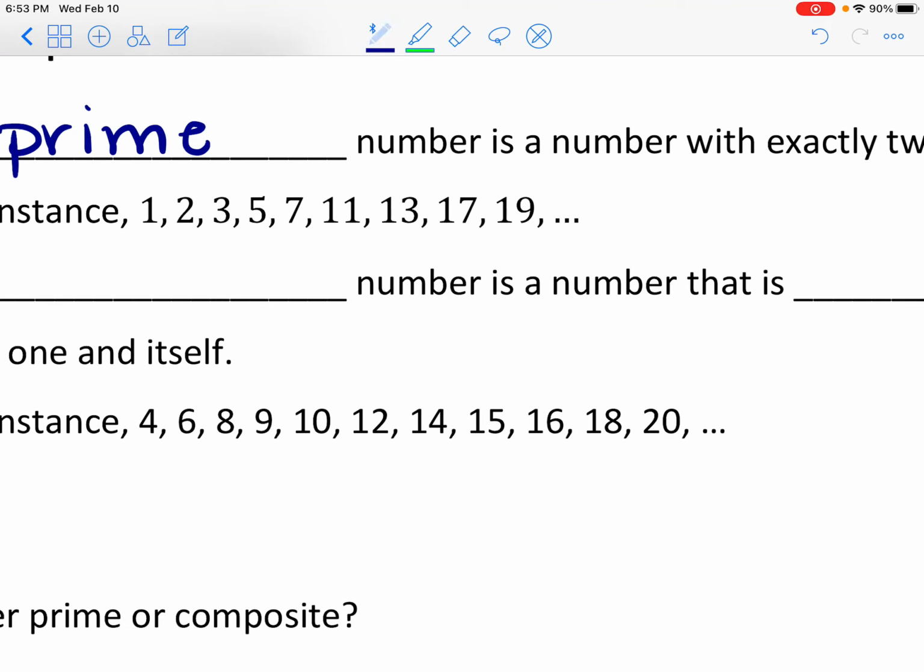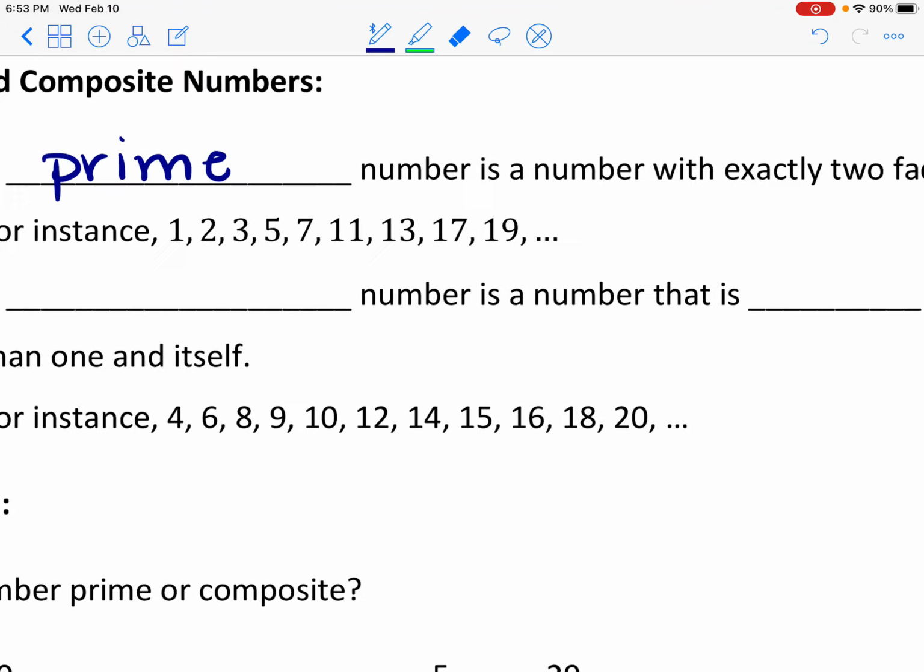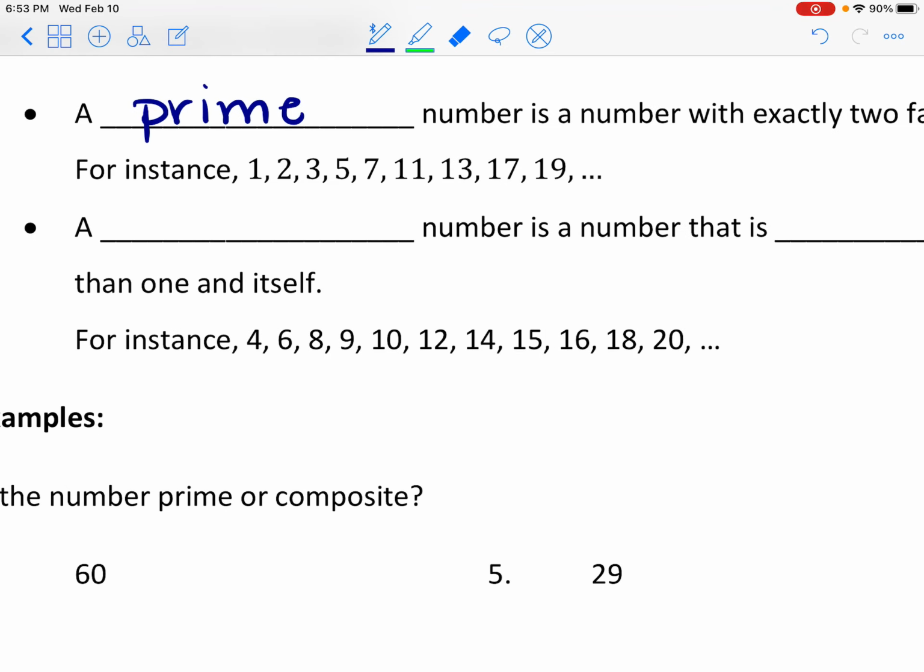So if I go back to my list, like 11, the only numbers that multiply to make 11 are 1 and 11. Or the only numbers that multiply to make 17 are 1 and 17. So this is a list of prime numbers. And this list, notice the little dot, dot, dot, it does continue on. I just can't list the numbers forever, so I gave you the first handful there.